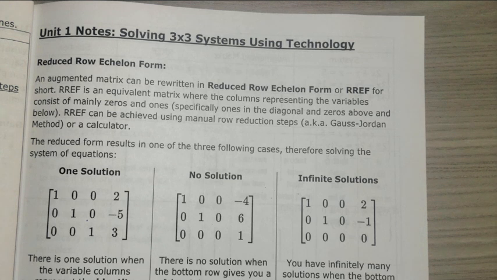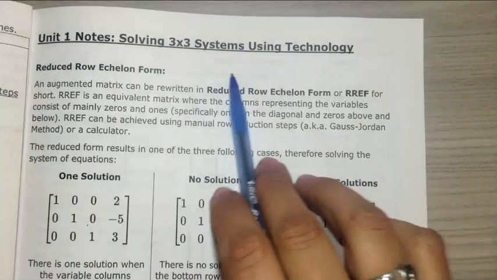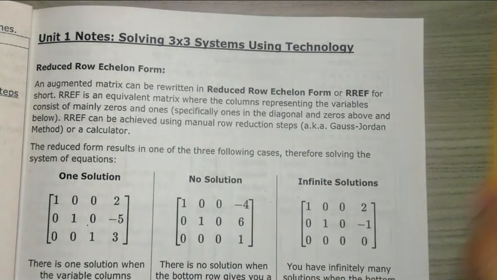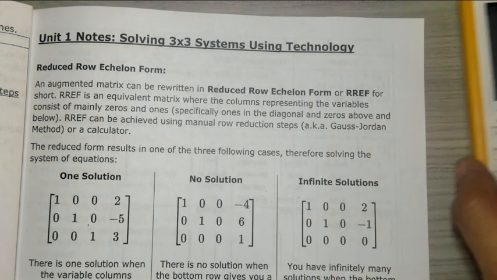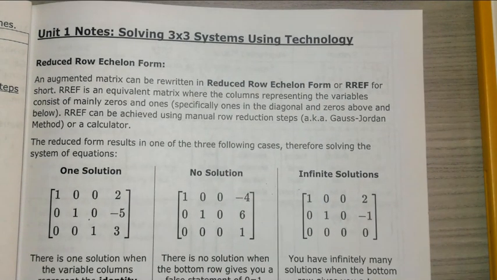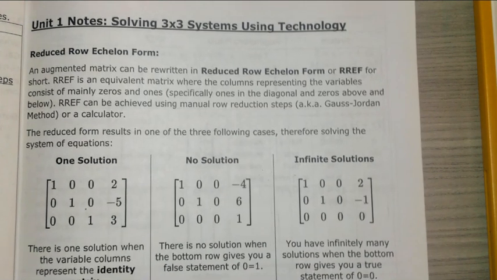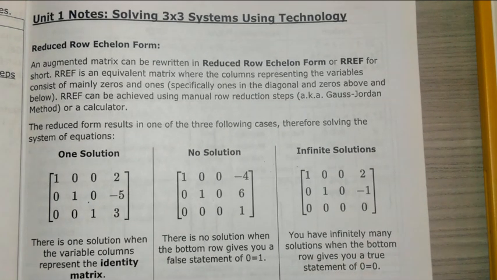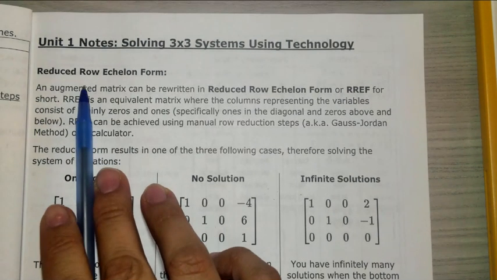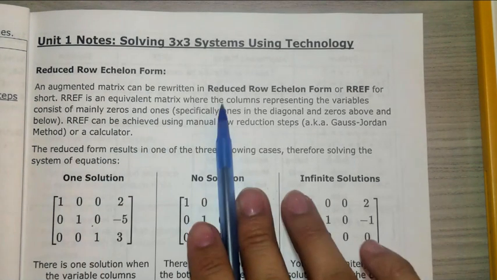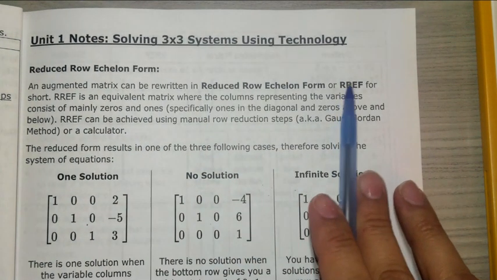Hey students, in this video I'm going to go over how to solve systems using technology, and by technology I mean our graphing calculator. Now that you have experienced what it is to write matrices, you'll be getting answers on the calculator in matrix format. This is called reduced row echelon form, abbreviated as RREF.